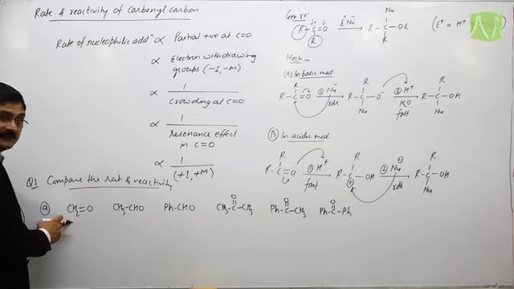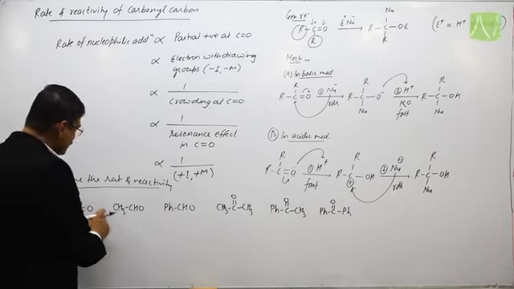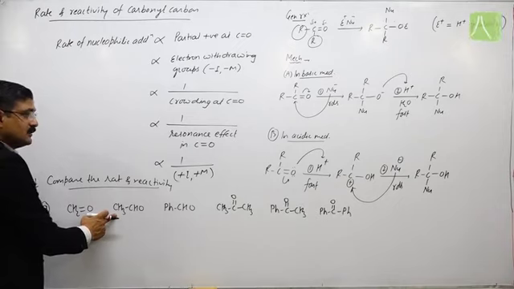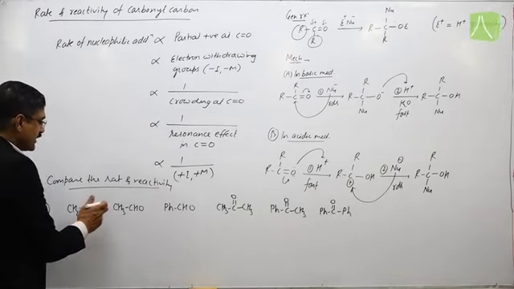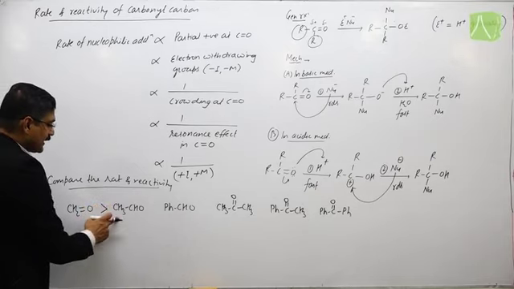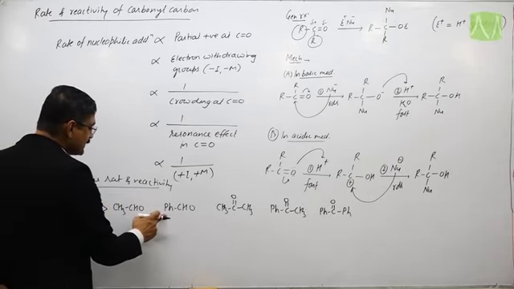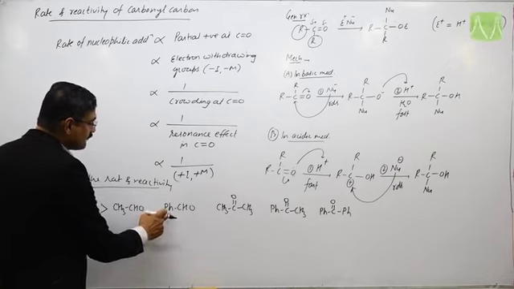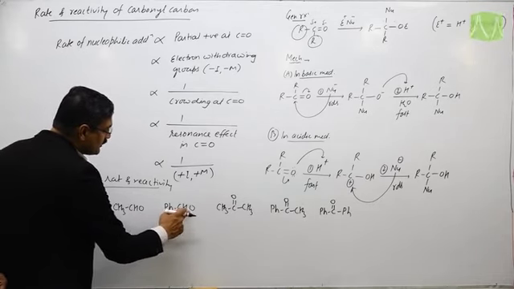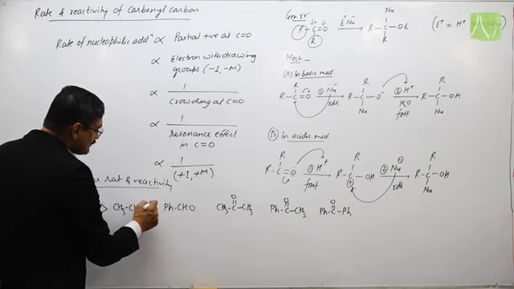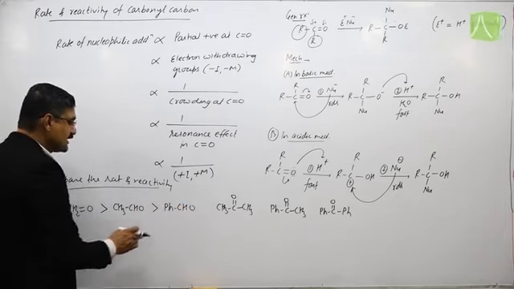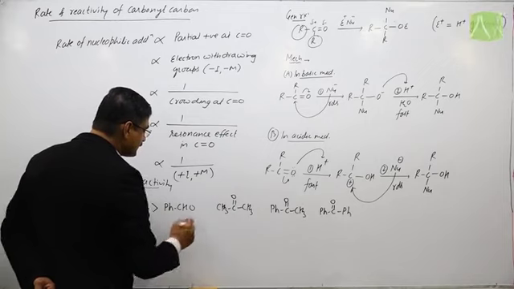This is formaldehyde and acetaldehyde. So one methyl group is added to the carbonyl carbon, so it creates crowding. So the rate decreases. Again CH3 is replaced with the phenyl group. So the phenyl group gives a resonance effect with the C=O. That's why the positive part decreases. So positive charge decreases, rate decreases.